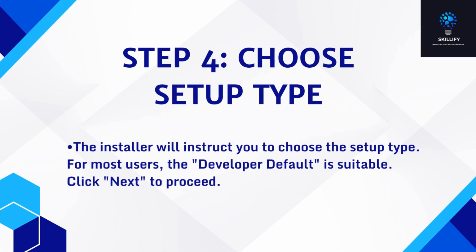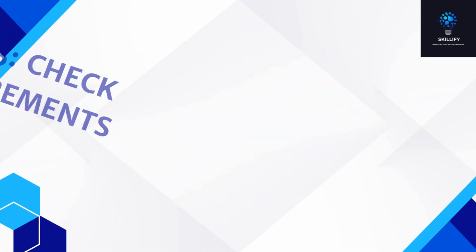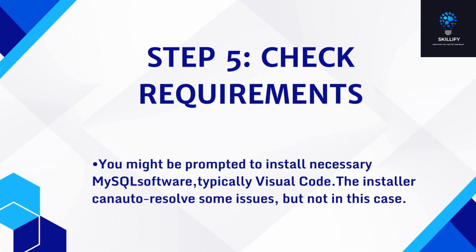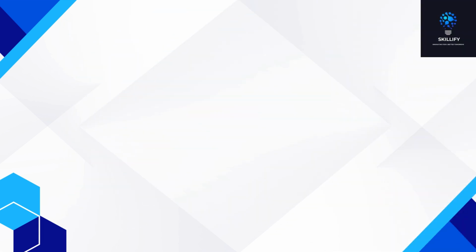Now, the installer will ask you to choose a setup type. For most users, I recommend selecting Developer Default. Once done, click Next to continue. Sometimes you might get a prompt for additional software like Visual C++ or other components. The installer will either install them automatically or guide you to fix it. Just follow the instructions and click Next.